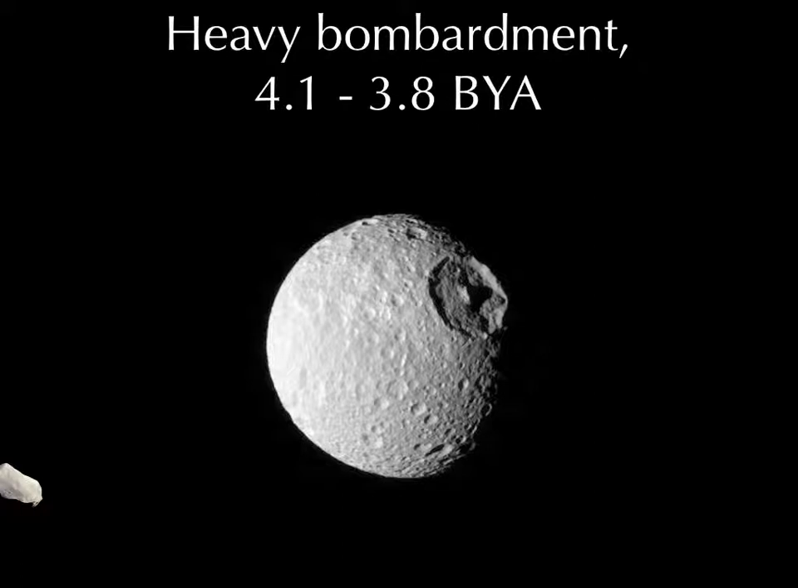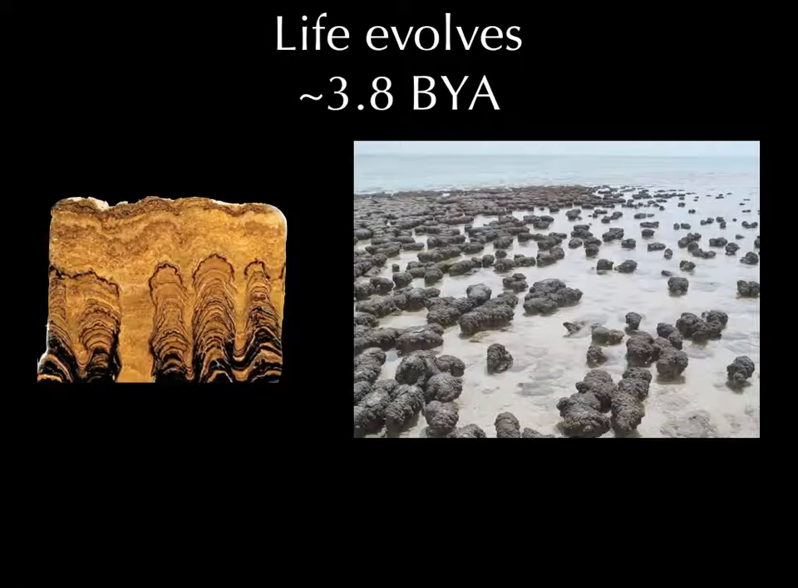So this matters. Almost as soon as this duration, 4.1 to 3.8, stops, life appears. So when you stop, not nuking the planet, but effectively, huge impacts melting the crust, there's life. And we'll talk later on about the various theories for how life evolved.